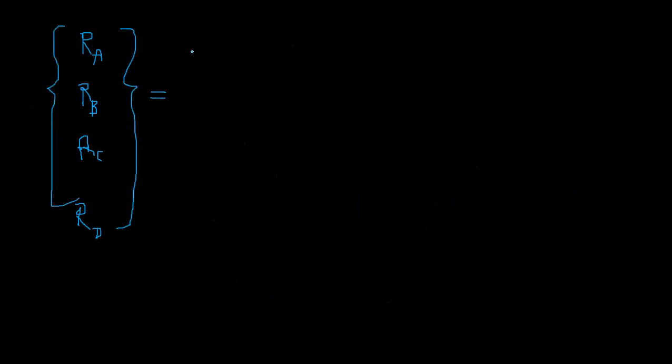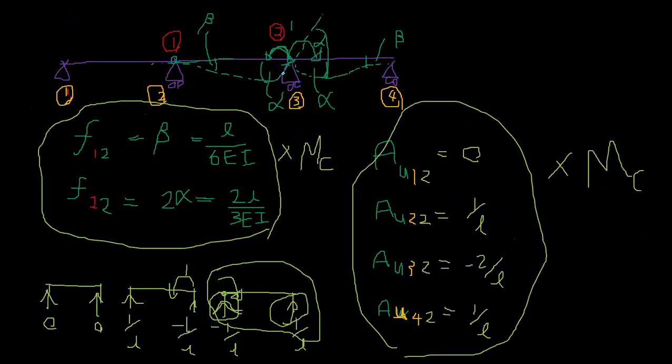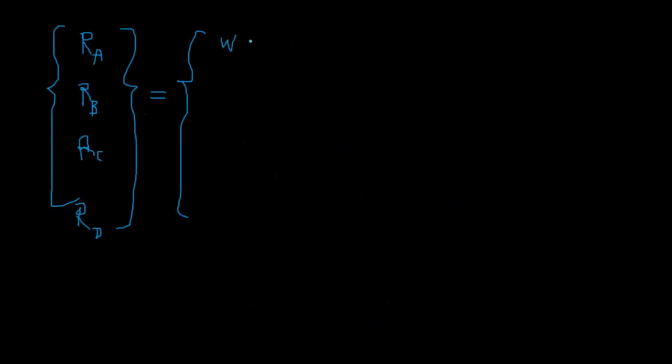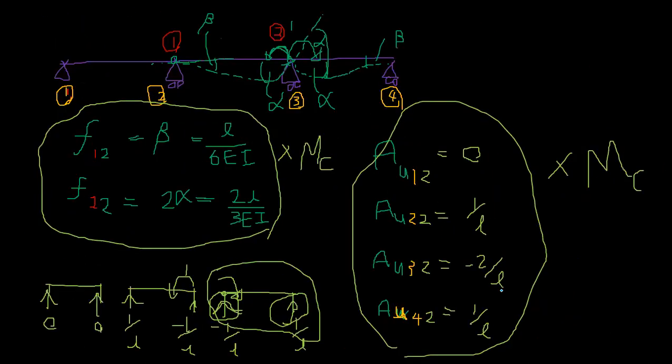So you can write RA is the action matrix. So action in the primary structure, what was that? W over 2, W, W and W over 2. Right. So the action unit matrix is 1 over L, 2 over L, L.